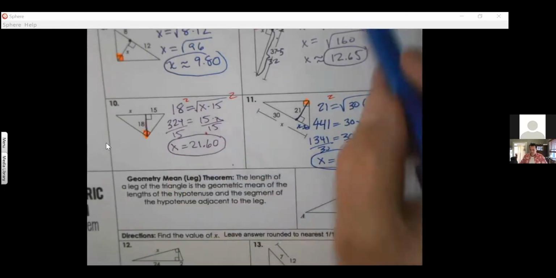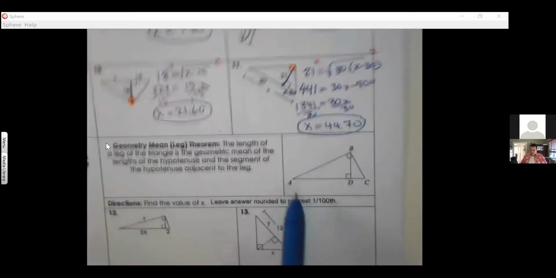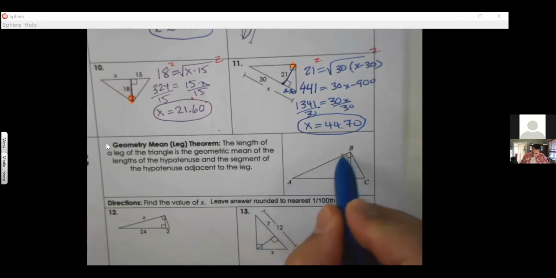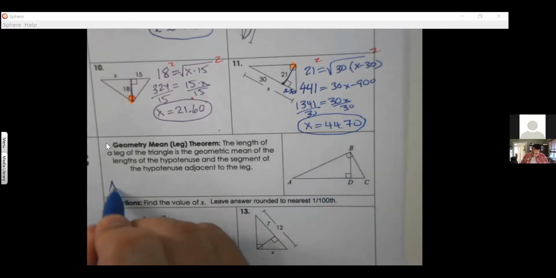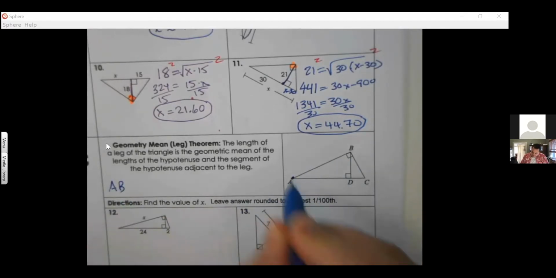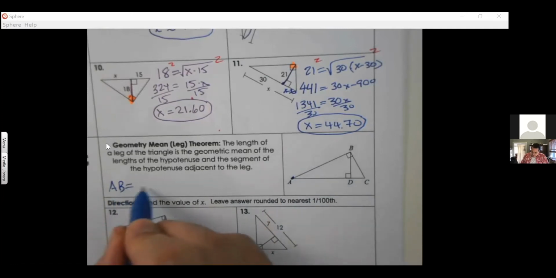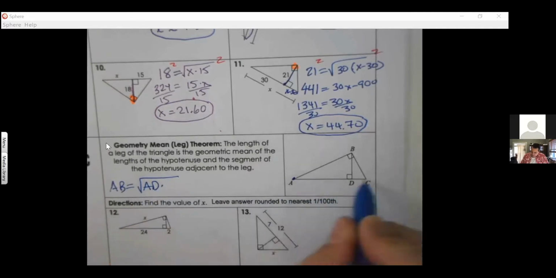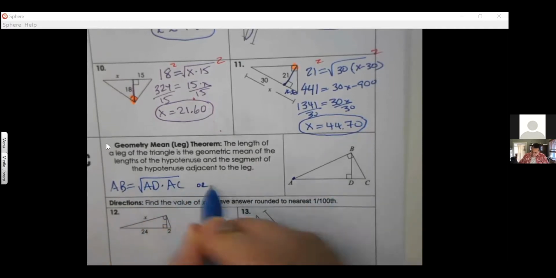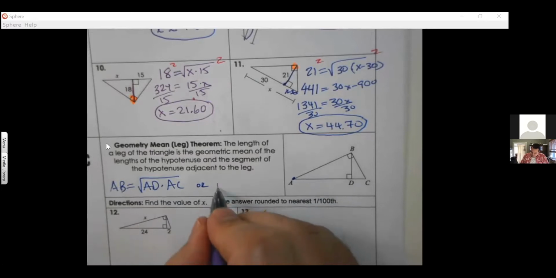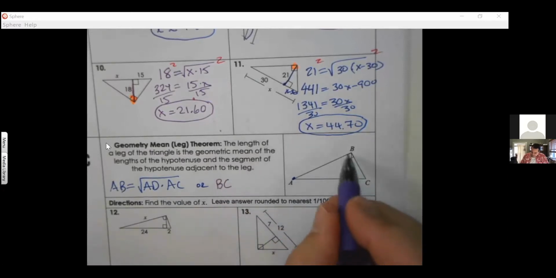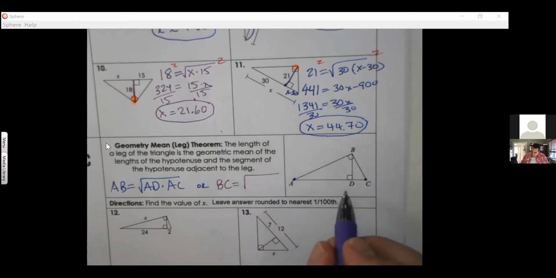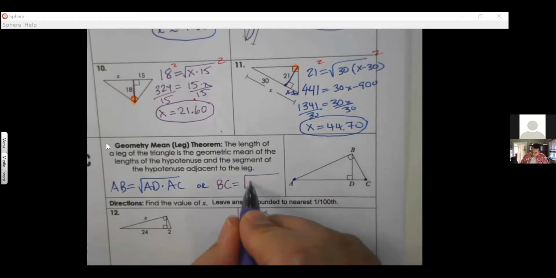Now, all of these were the same, right? They were all dealing with the altitude. So now we're going to talk about the leg. And there's two ways this could happen. We could be talking about leg AB. Notice that it ends at A, so we need the segments that have A in them, like AD and AC. Or we could be looking at BC. And since C is the end point, we expect this to be the geometric mean for the ones that end in C.